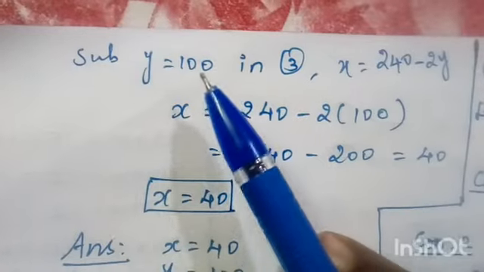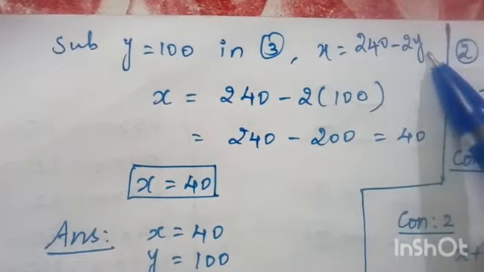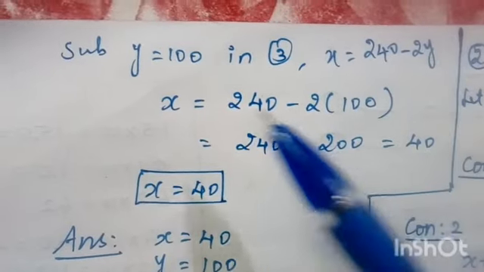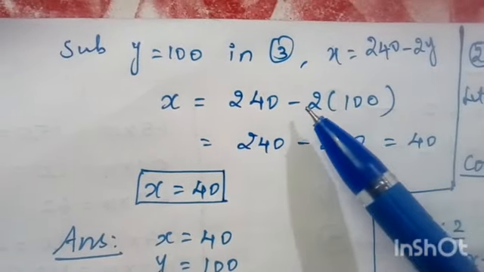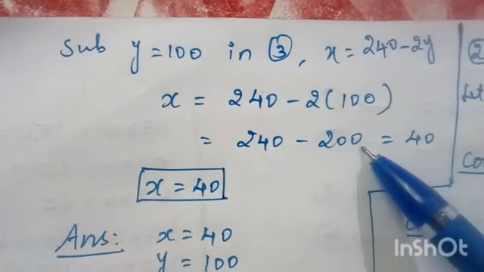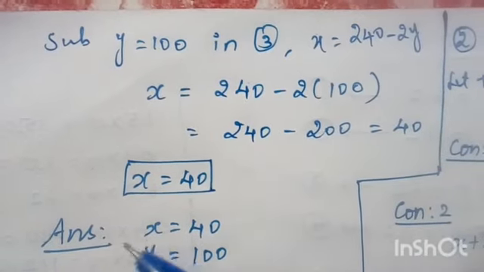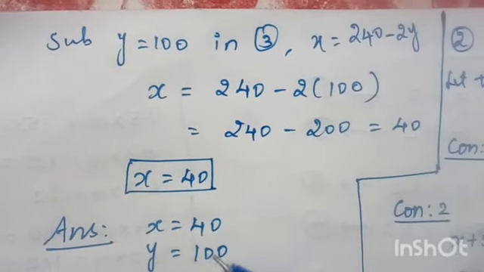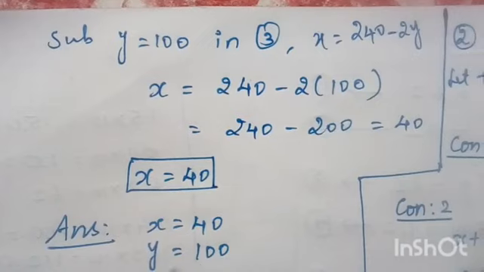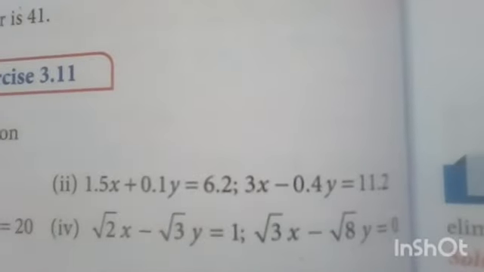Now we substitute y equal to 100 in equation number 3. That is x equal to 240 minus 2y. This is equation number 3. So x equal to 240 minus 2 into the y value 100. 240 minus 200 is equal to 40. So x equal to 40. Y we already found, that is 100. Answer: x equal to 40, y equal to 100.